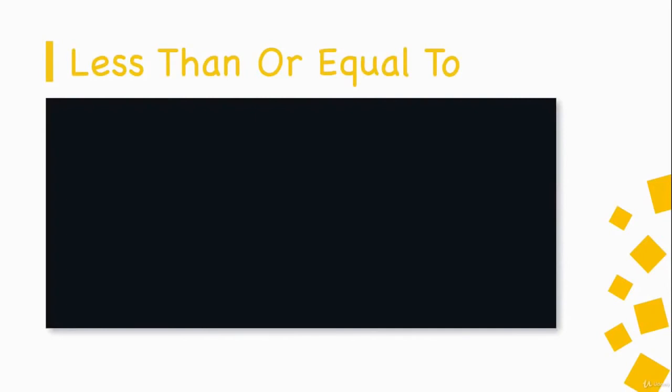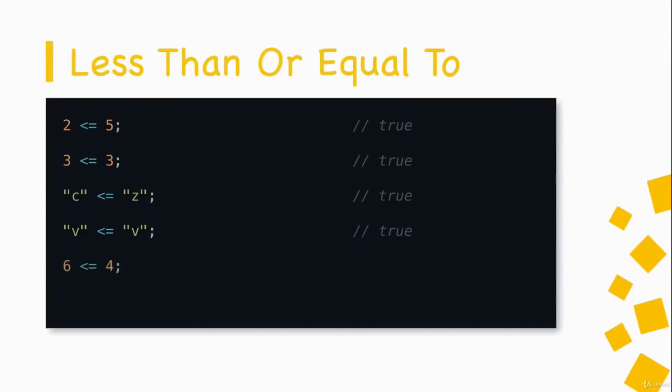The opposite is the less than or equal to operator. So 2 is less than or equal to 5 returns true, because 2 is indeed less than 5. And if they're the same, it returns true as well. So 3 is less than or equal to 3, which returns true, because while 3 is not less than 3, it is equal to 3. And string C is less than or equal to string Z, which also returns true. Similarly, string V is less than or equal to string V, returns true, because they are the same.